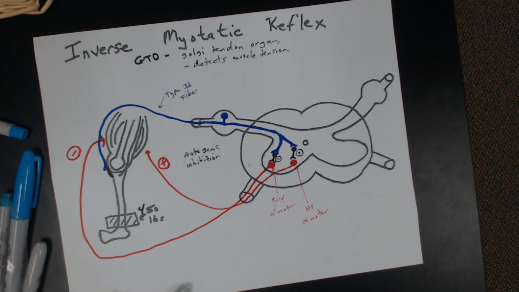I'm just trying to make the simplest picture. In reality, maybe there could be more, but the idea is that it's stimulatory. The most basic picture that you can imagine is that type 1A fiber comes in and is stimulatory for the quads.